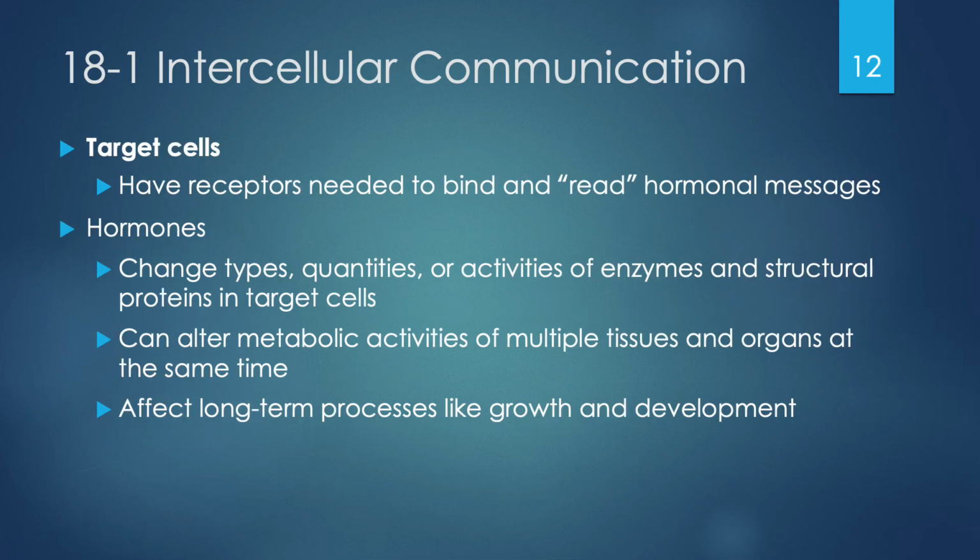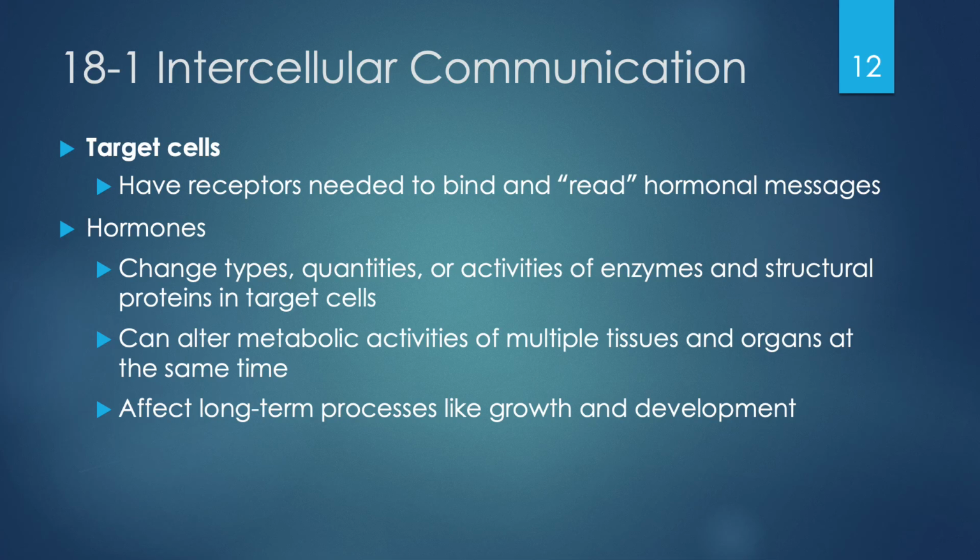The endocrine system relies on target cells, which are the cells that receive the hormone in the bloodstream and respond to it. The target cells have receptors on them that are specific to the particular hormone, and therefore they can read that hormone and then respond to it and act accordingly.